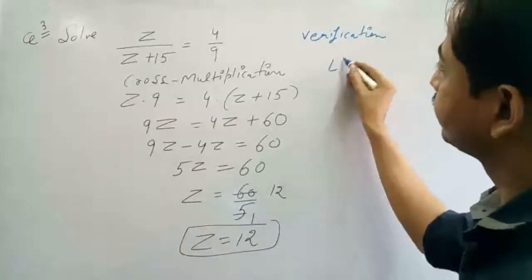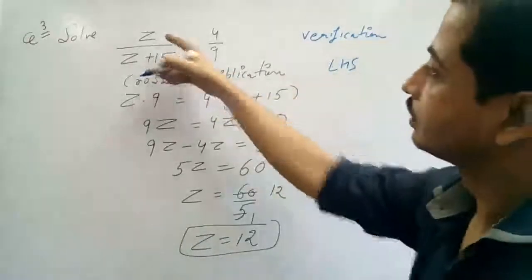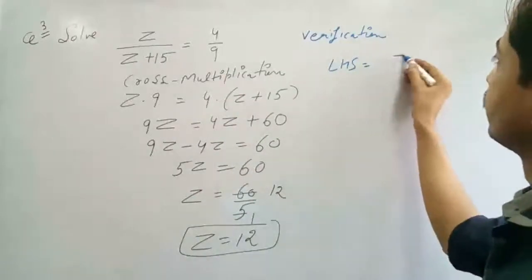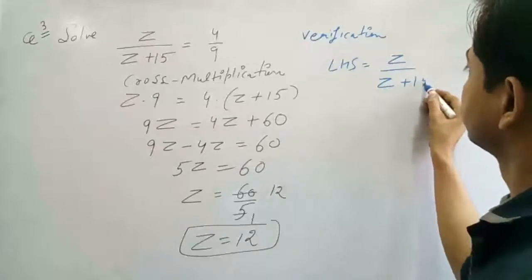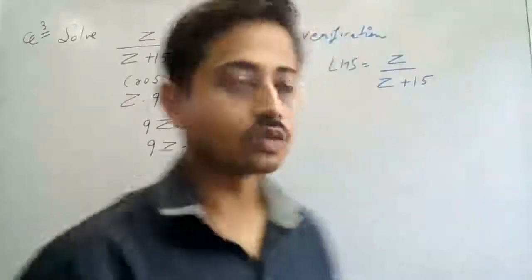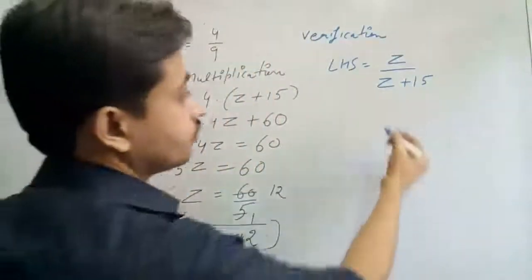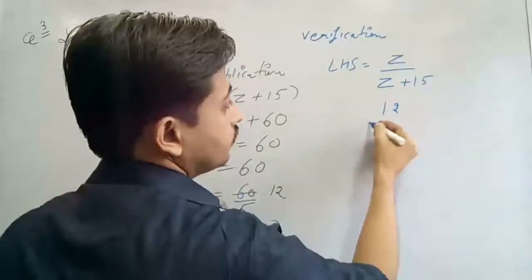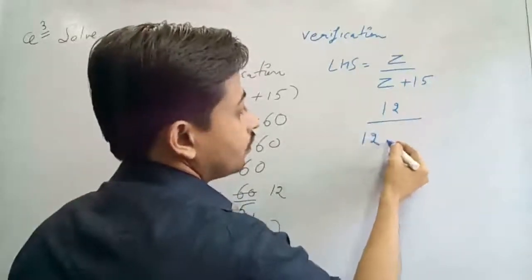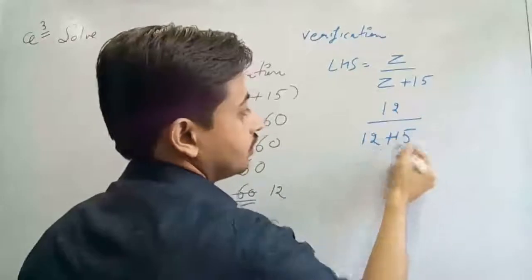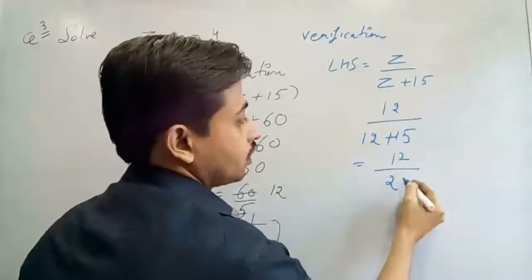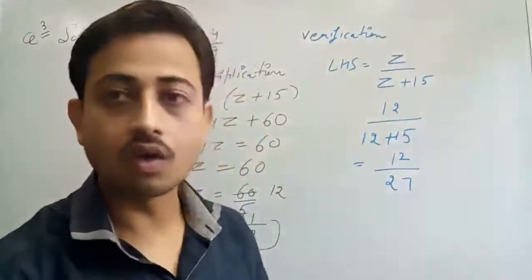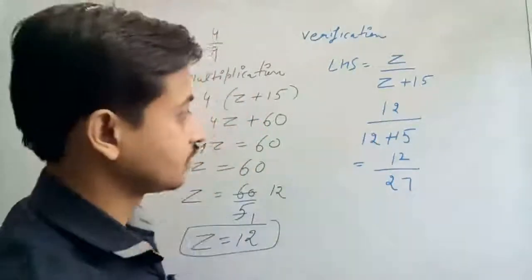What is our left hand side? z divided by z plus 15. Now please solve. What's the value of z? It is 12. 12 divided by 12 plus 15. Now 12 plus 15 we get 27, and it goes in the table of 3.